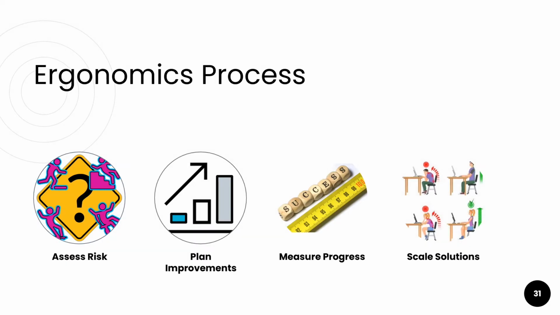The ergonomics process systematically identifies ergonomic hazards and puts in place control measures to reduce risk factors. This process is done in 4 steps. First is to assess the risk by conducting an ergonomic assessment. Next, plan improvements, which is to prioritize jobs to be improved, identify effective improvement ideas, and the cost needed. The progress is then constantly measured and in the end, scale solutions by establishing a common set of tools.